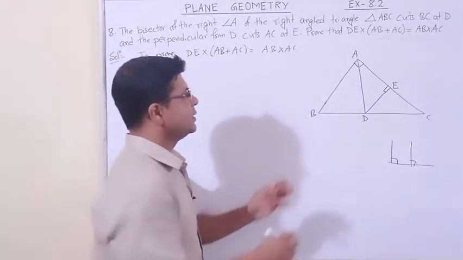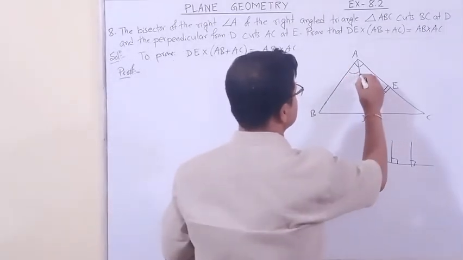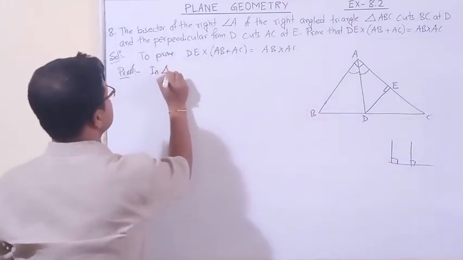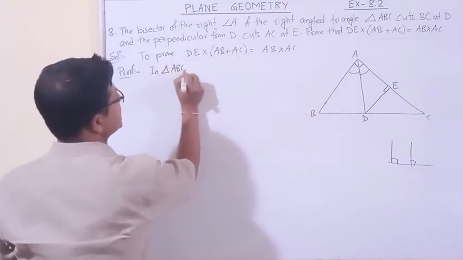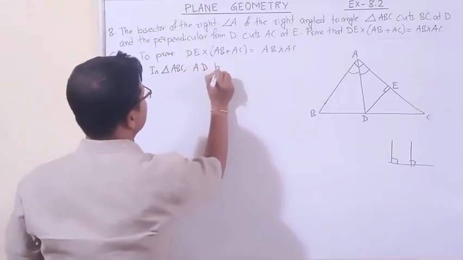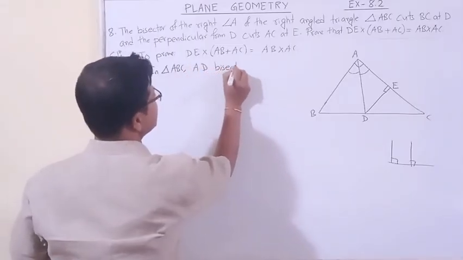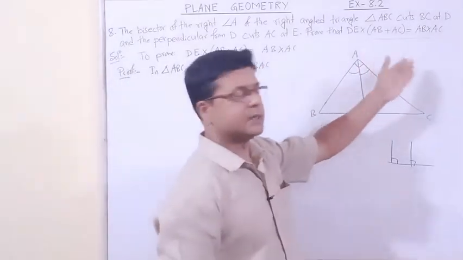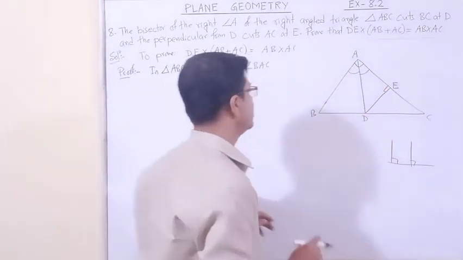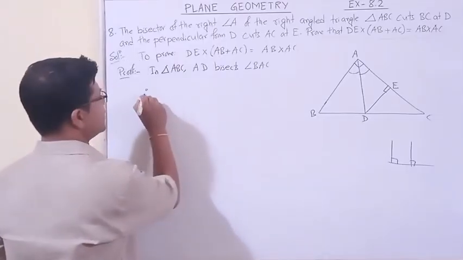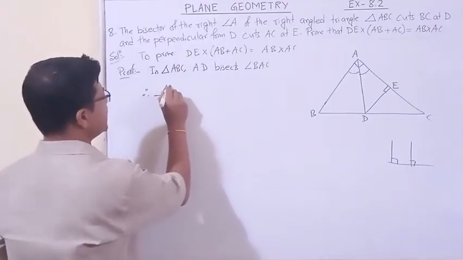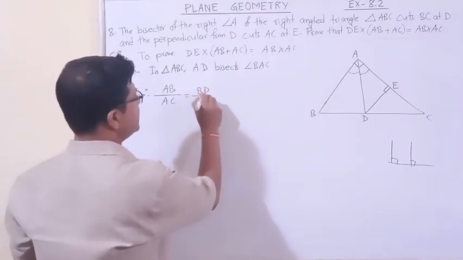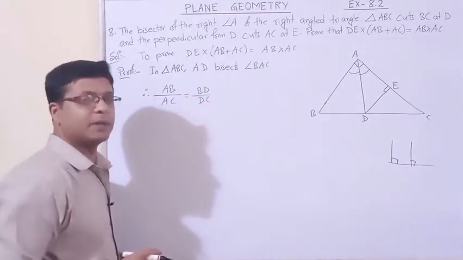AD is the bisector of this angle. That means this angle is equal to this angle. In triangle ABC, AD bisects angle BAC. So what we obtained, AB by AC is equal to BD by DC, this whole thing. Therefore, AB by AC is equal to BD by DC. Okay, this is by the theorem.